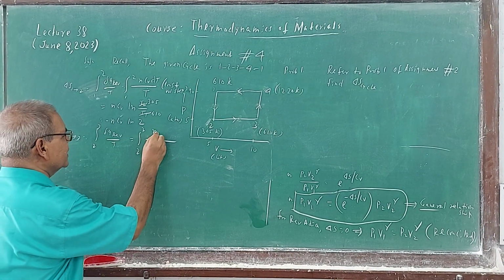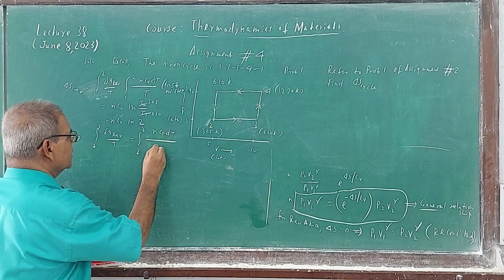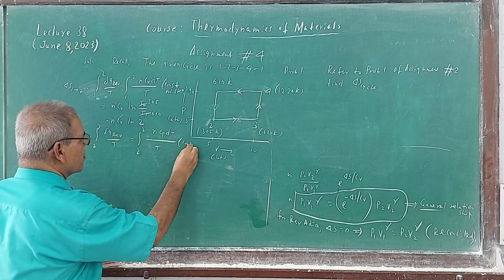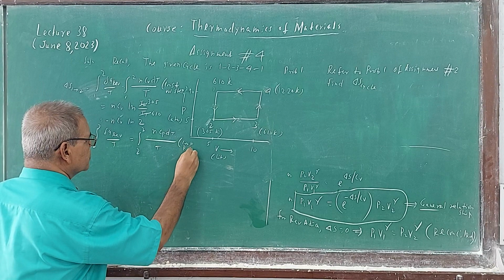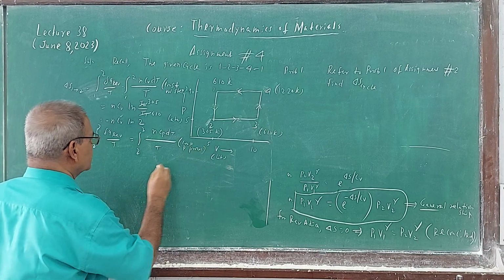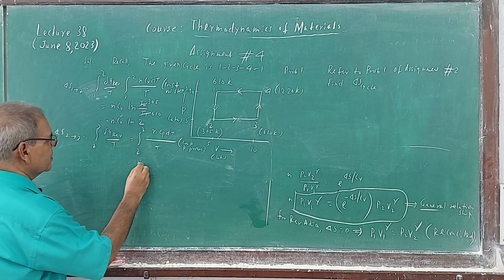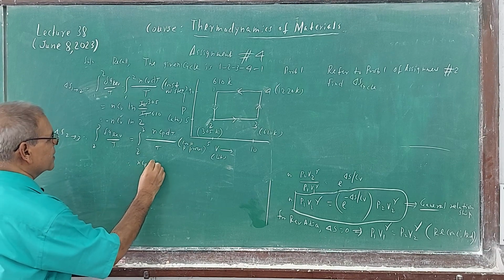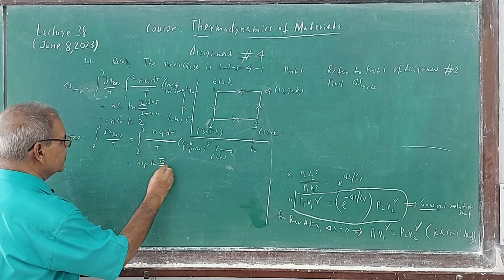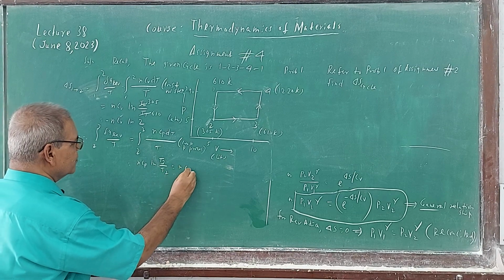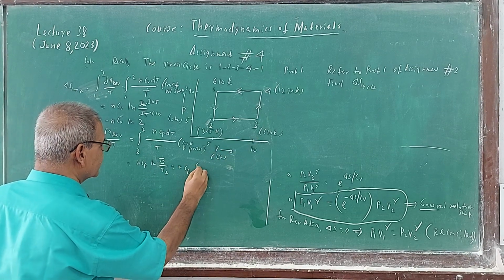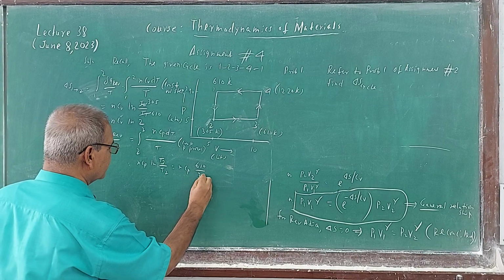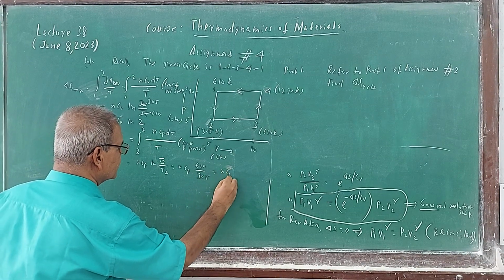Constant pressure, what shall I write this time? NCP dT by T, right? Constant P process. Happy? So what is it? 2 to 3: NCP ln T3 by T2. What are they? T3 is 610 by 305. So NCP ln 2.